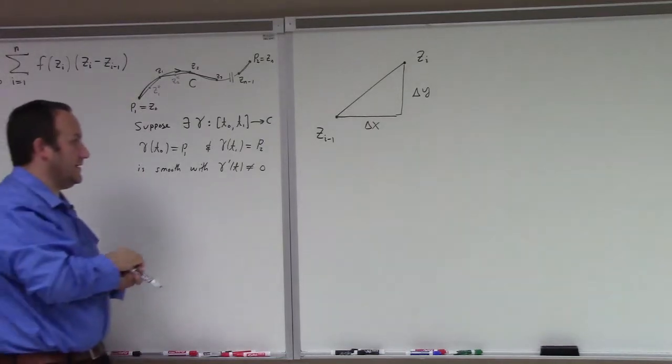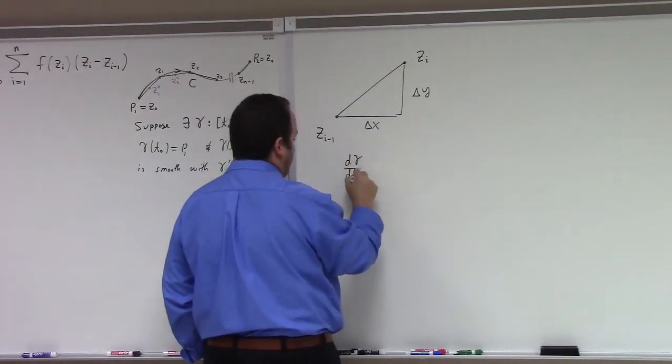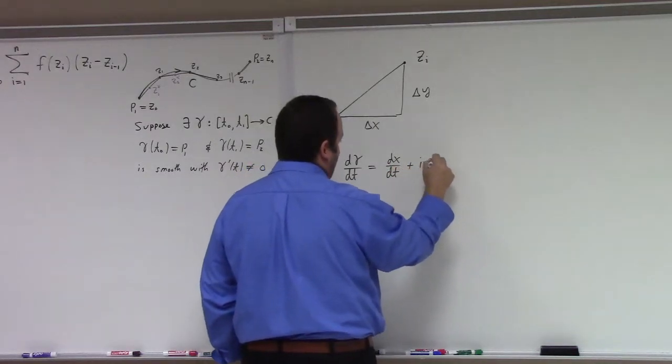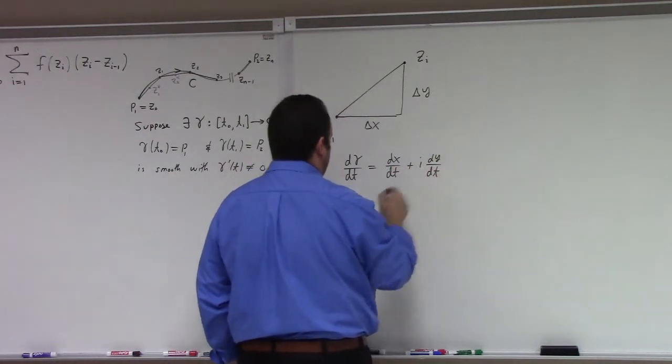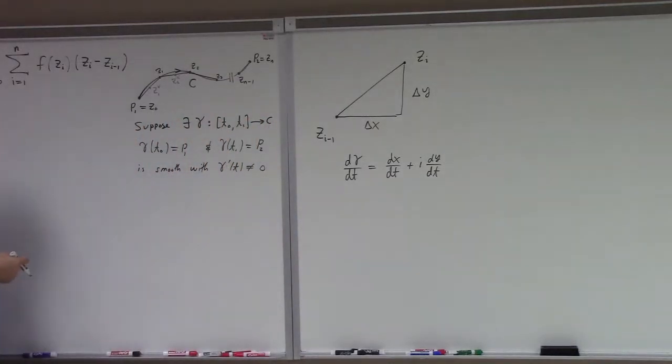So if we look at d gamma dt, that would be what? We could say that's dx dt plus i dy dt, right? If I set gamma equal to x plus iy, thinking of x and y as being the real and imaginary components of the path here.